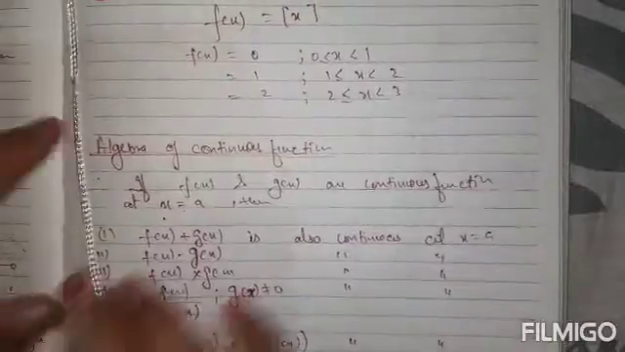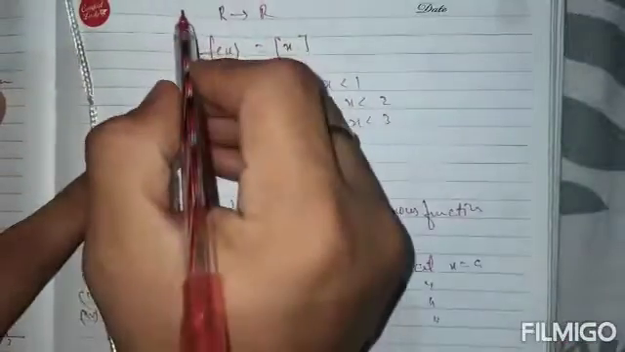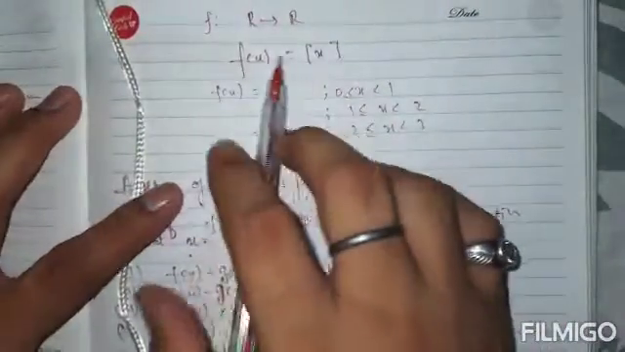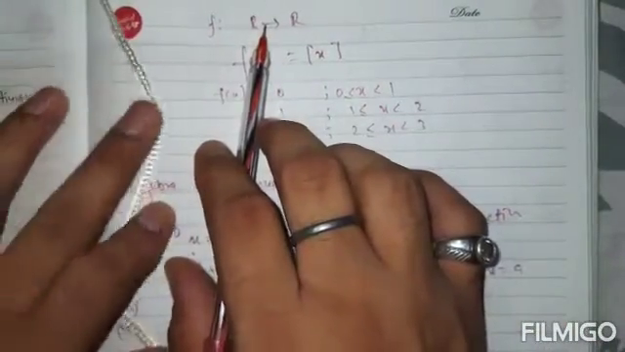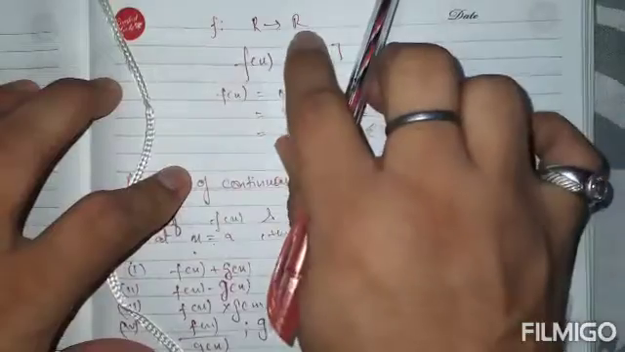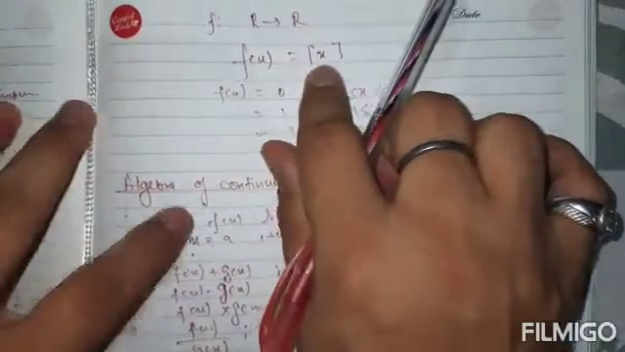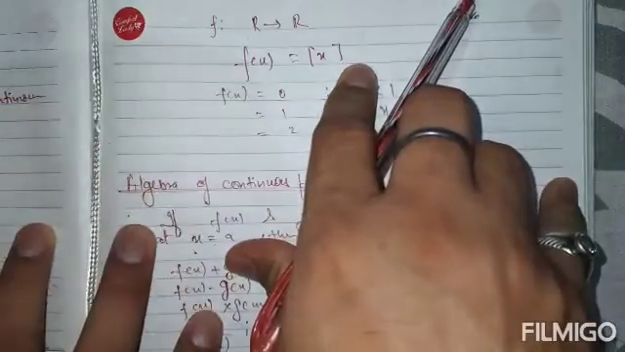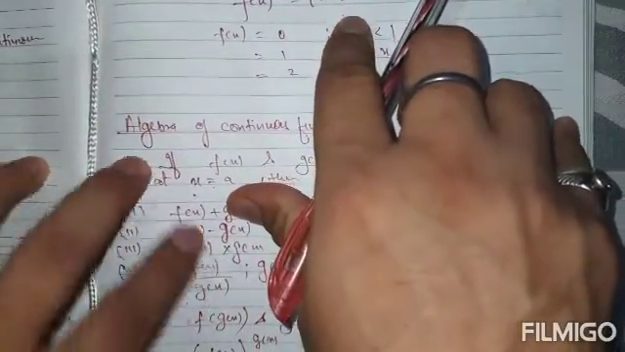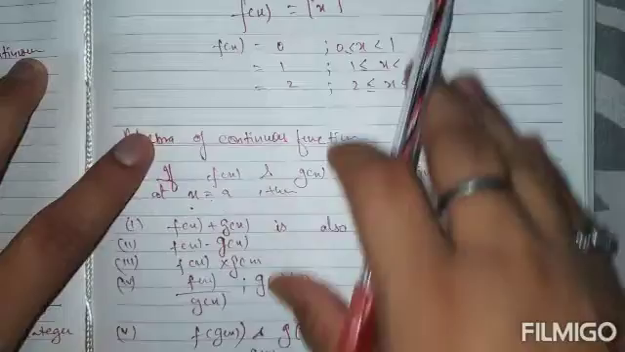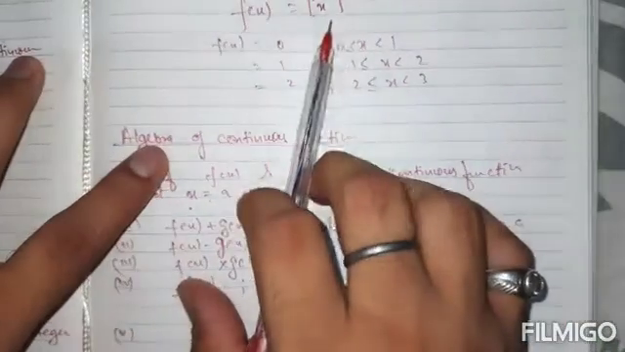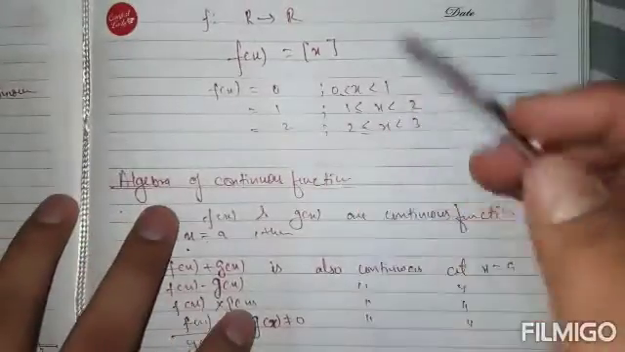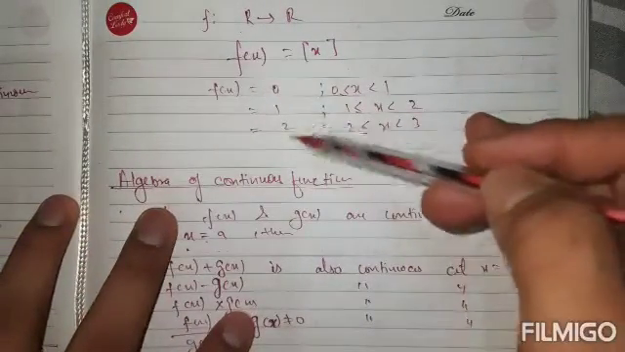The greatest integer function f is defined from R to R. We know that the domain of the greatest integer function is R, the set of real numbers. Its codomain is also R, and the function is written in this way. We make a bracket in which x is written. Now just look here, students, how to apply this function. Actually, this looks like a single domain function. It has a domain R, but it is not a single domain function. Its domain is divided into different values.